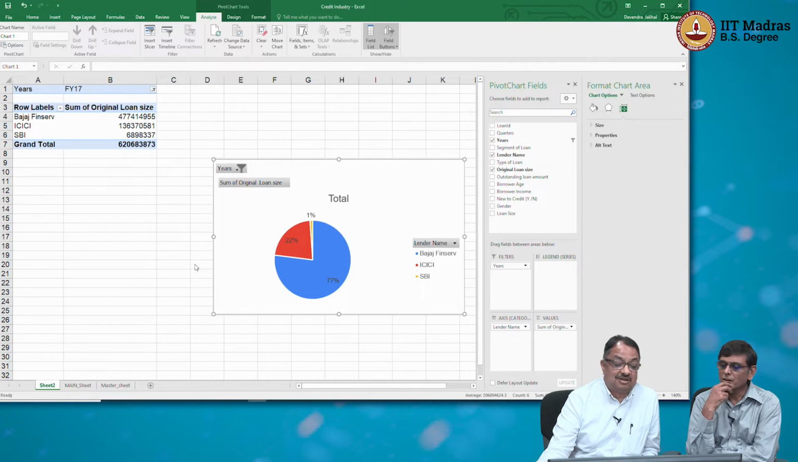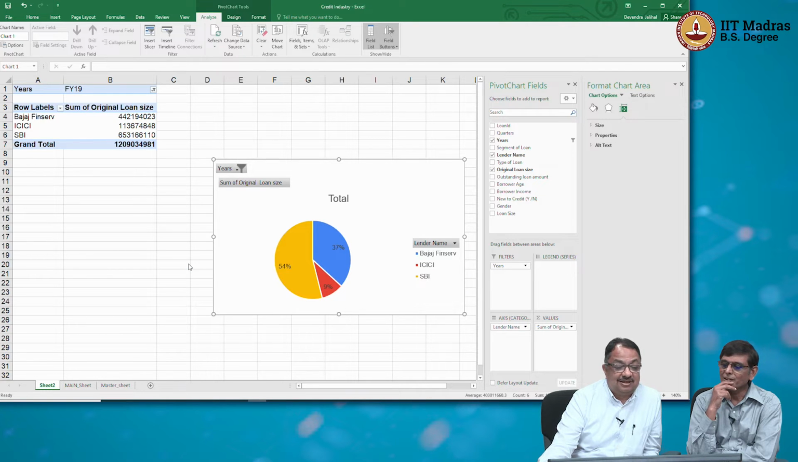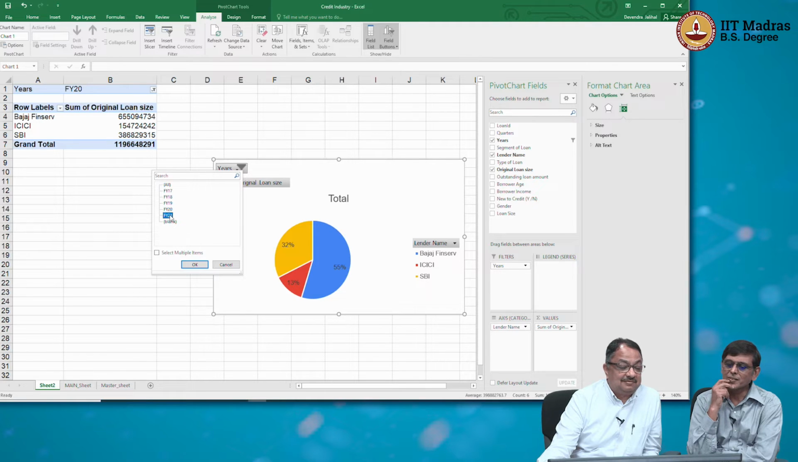In FY17, Bajaj Finserv seems to have given lots of loans. In FY18 also. So it is probably one loan in FY17 that skewed. FY19, see here what happened. SBI has given some big loans. One loan might have again skewed it. So ideally you should take out the outliers, because the data is getting skewed.